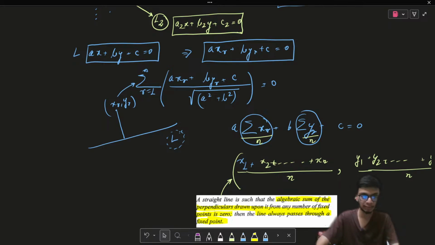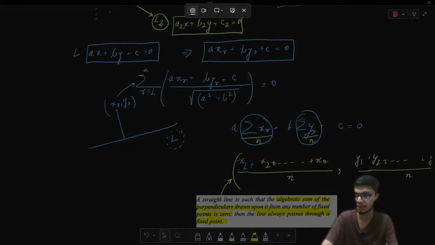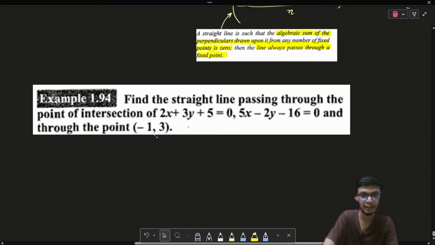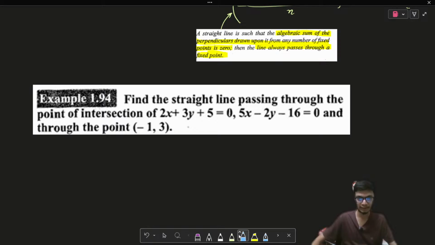So maybe a simple problem I would like to give all of you is to please try to find another equation of the line which follows some particular condition, okay? You have to find the equation of the straight line passing through the point of intersection of these two lines, and also passing through the point minus 1 comma 3. So again, a very simple problem.